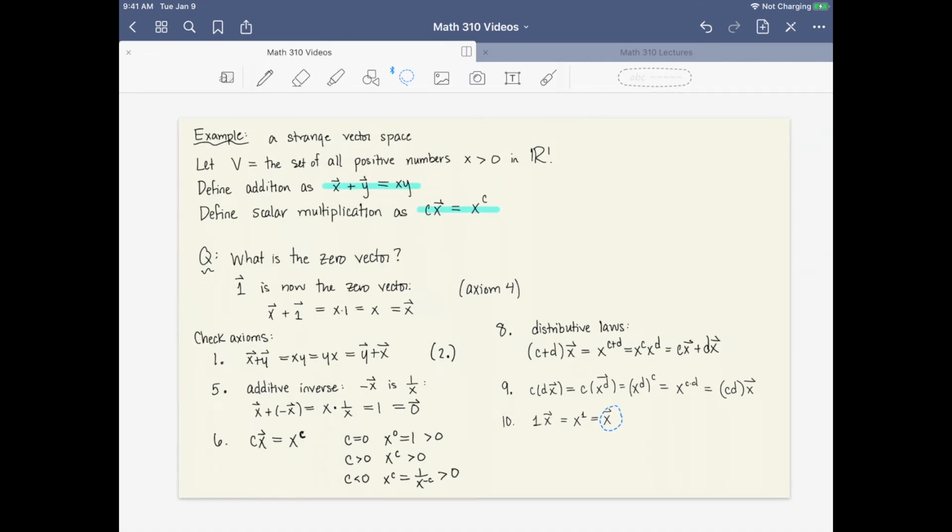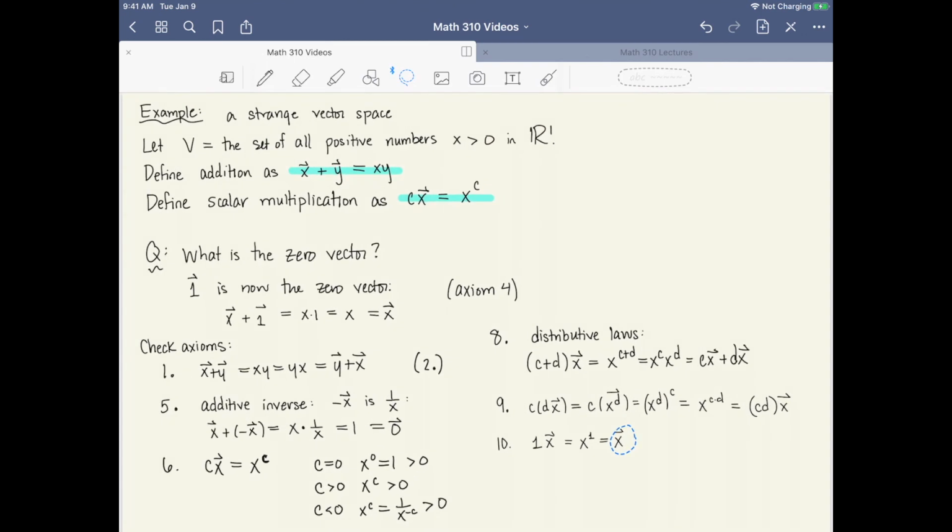Now, I may have lost track here. I believe there are a couple more axioms left to check. We did 1, 2, 5, 6, 8, 9, and 10. And if you check the remaining few axioms, then you will have assembled a proof that this strange space really is a vector space.